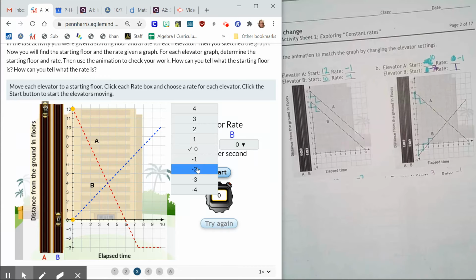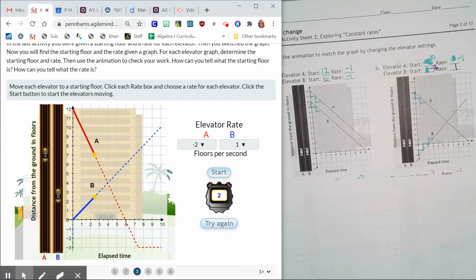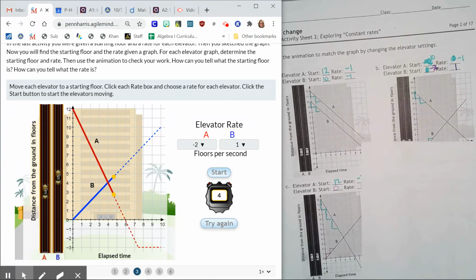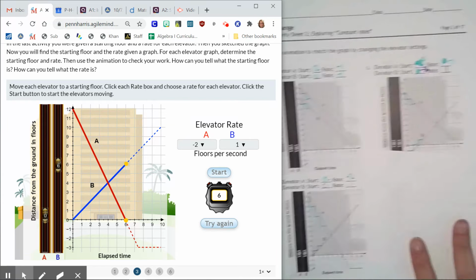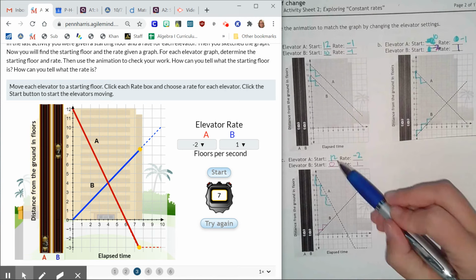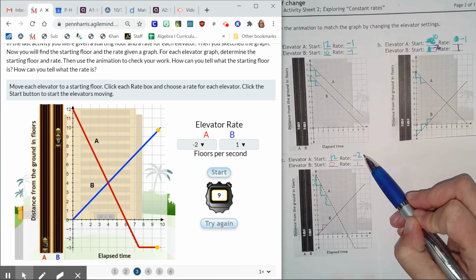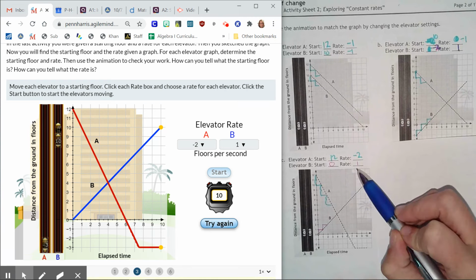So it's going to be -2. B is going up 1 floor per second. So we're going to call that 1. Let's see if it matches. Oh man, I am so good at this game. Okay. And so we're going to go ahead and call that. A is starting at 12 with a rate of -2. B is starting at 0 with a rate of 1.